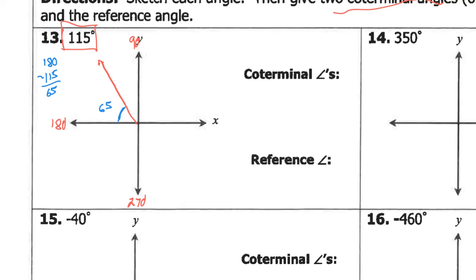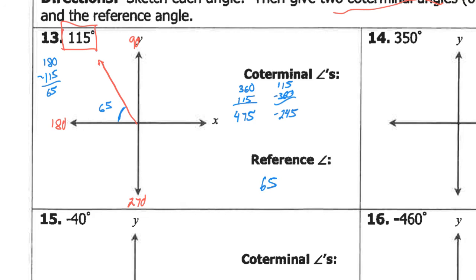Coterminal angles, remember, you just add or subtract 360 to get those. So take 360 plus the 115. If I add that, we get 475. So there's one coterminal angle, the positive one. To get the negative, I just subtract 360. Take 115 minus 360, and it leaves me with negative 245. So there are my coterminal angles.